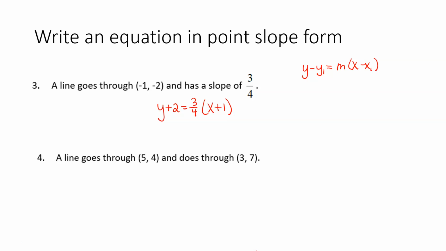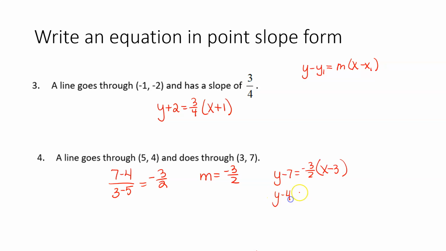Number 4, a line that goes through the point 5, 4 and 7, 3. So we're going to find our slope using the wine glass formula. So I have 7 minus 4 over 3 minus 5, which will give me -3/2. So your slope is -3/2. You can use either one of the points, so I'm going to have two answers. So y minus 7 equals -3/2 times the quantity of x minus 3. Or you can have y minus 4 equals -3/2 times the quantity of x minus 5. Two possible answers.